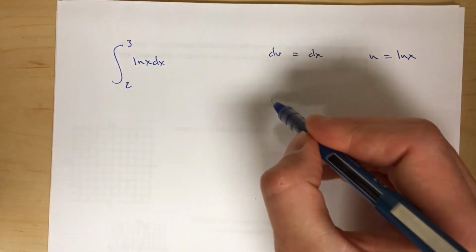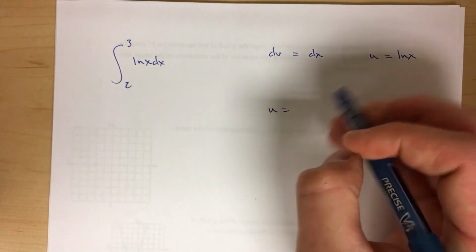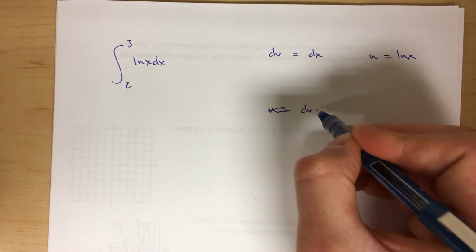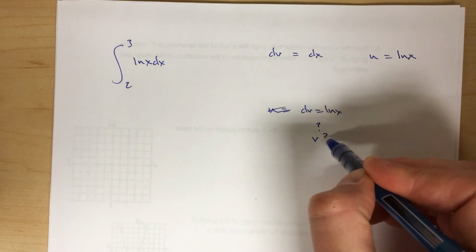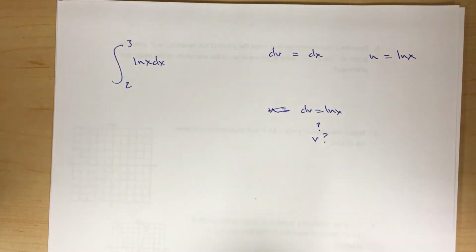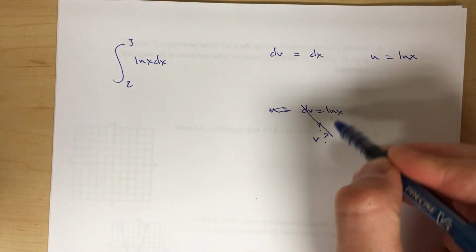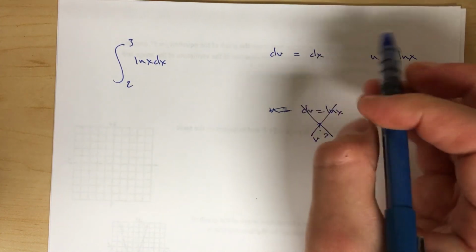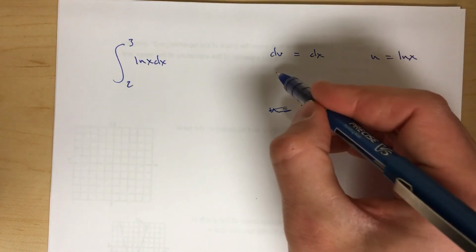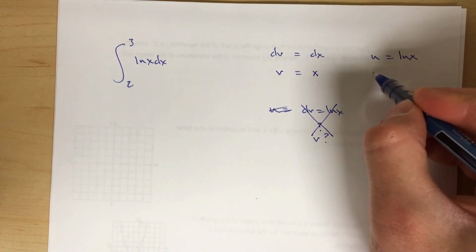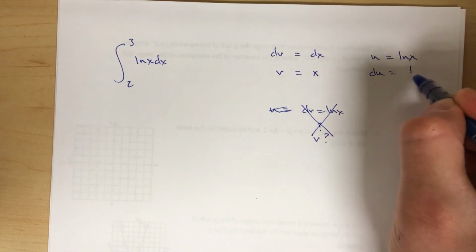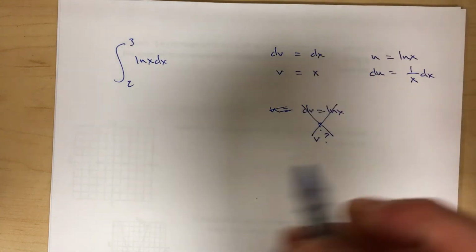Now, why would we not want dv to be ln x? Because we have no idea how to find v in that case. In fact, that's what we're trying to do right here. So we don't want to do that. But if dv is dx, then v would be x. And if u is ln x, then du is 1 over x dx.